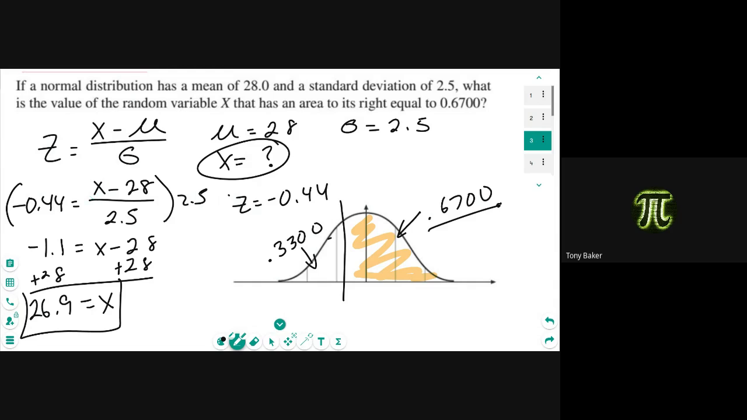So what do you do? Take 28 divided by 2.5? No, that's what I'm confused on. I know. That's what I'm saying. We have to do a little bit of algebra. To get rid of the 2.5 on the bottom, you have to do the opposite of it. Since it's division, you multiply both sides by 2.5. So I multiplied negative 0.44 by 2.5. I got negative 1.1.